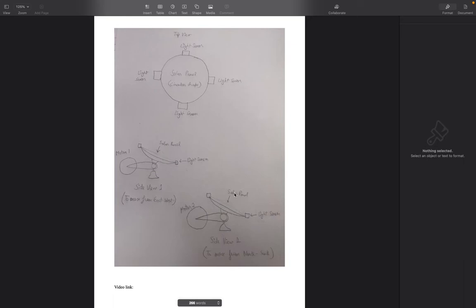thus making the solar panel face the sun. This is done in two different directions. These directions are supposed to be perpendicular to each other. This could be east to west and north to south, the light sensors.